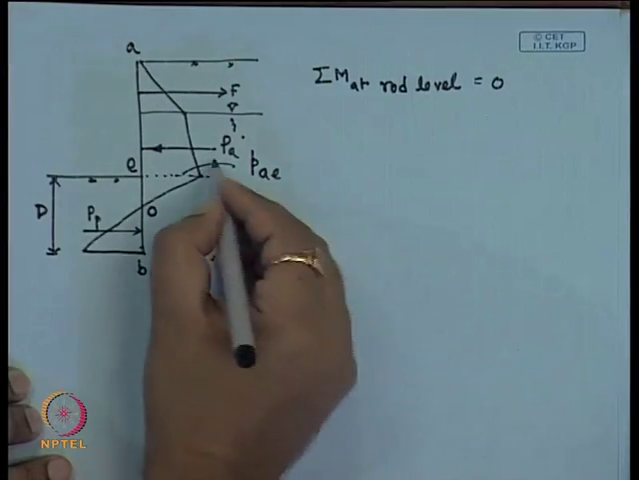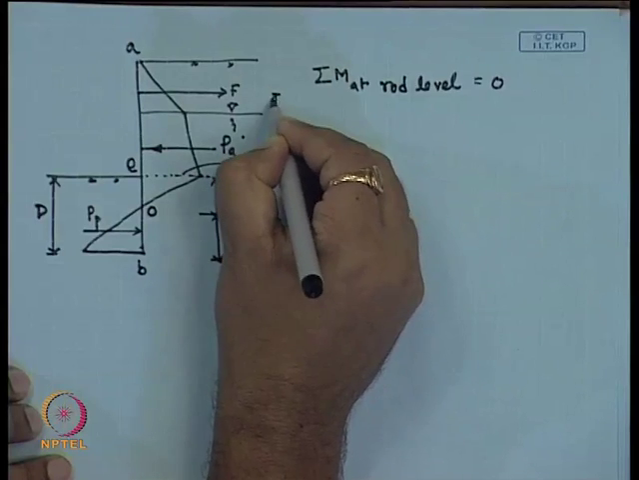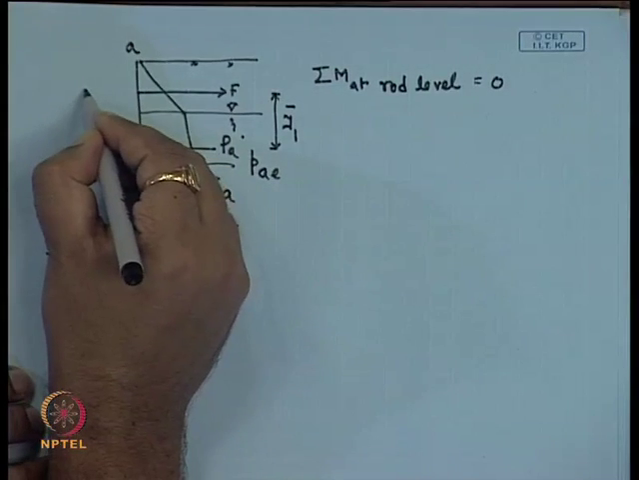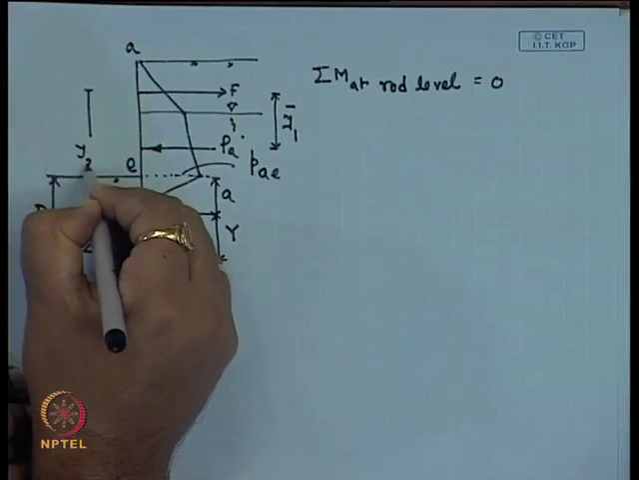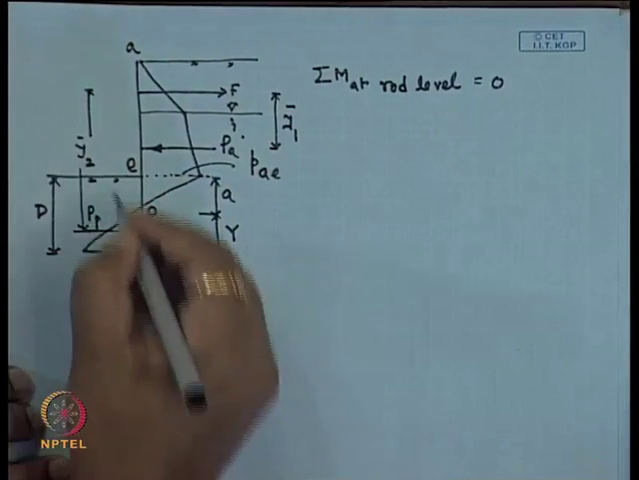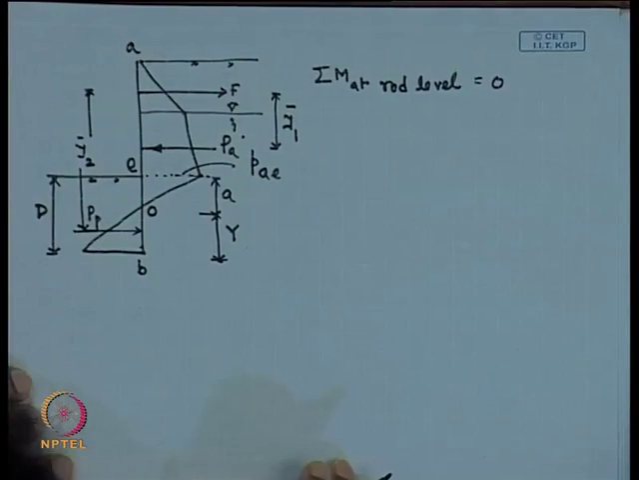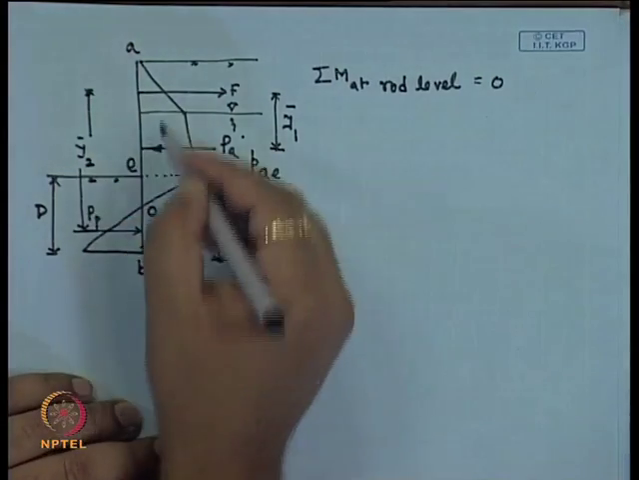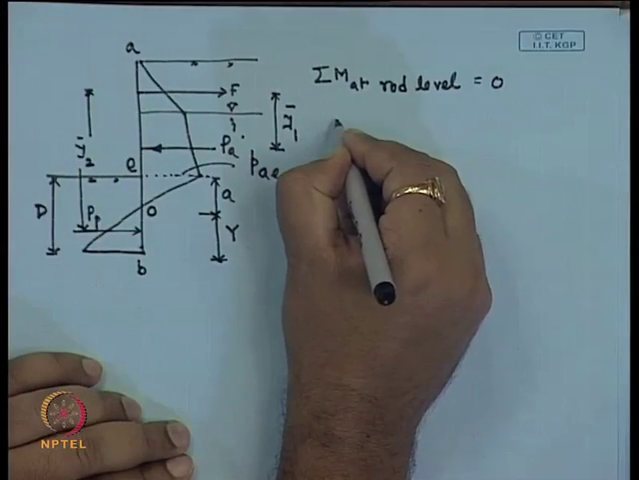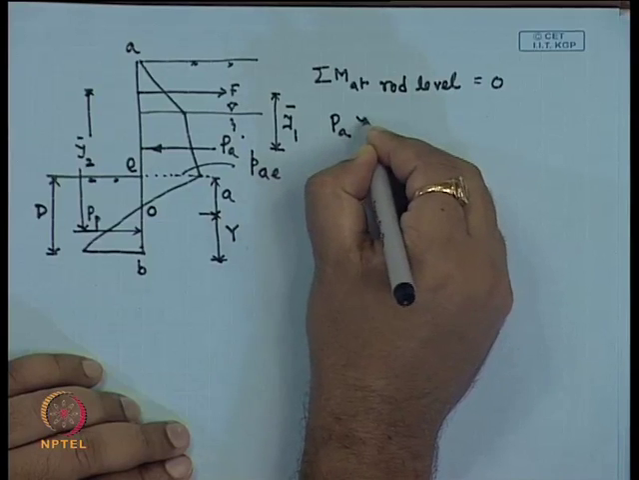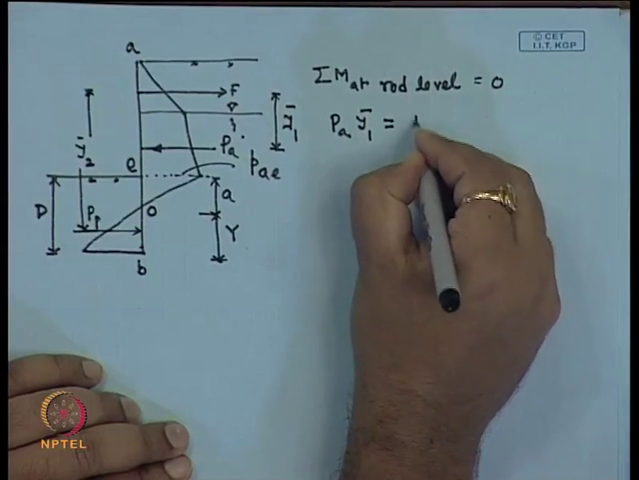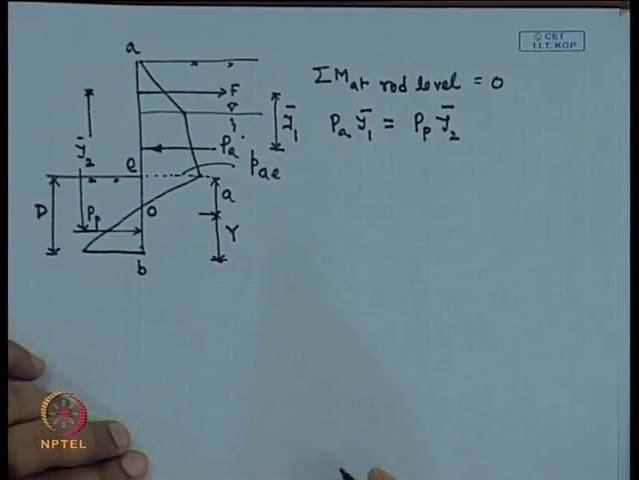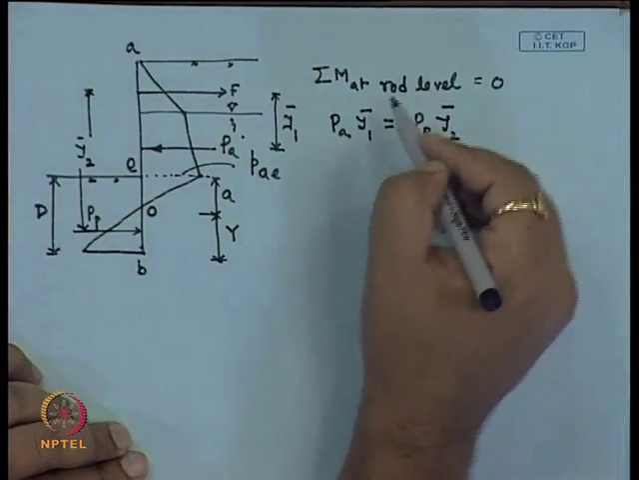So, now this force P A is acting at a distance of y 1 bar from the rod level, and P P is acting at a distance of y 2 bar from the rod level. So, y 1 bar is from the rod level for P A, and P P is acting y 2 bar from this rod level. Now, we can say that P A into y 1 bar is equal to P P into y 2 bar. So, this is the expression if I take the moment at the rod level.